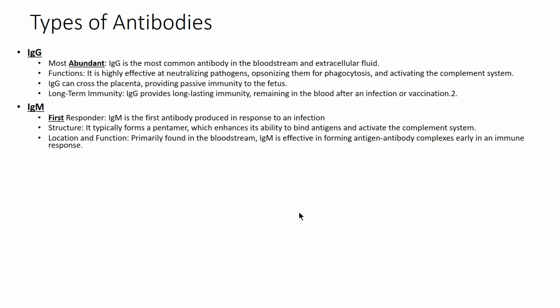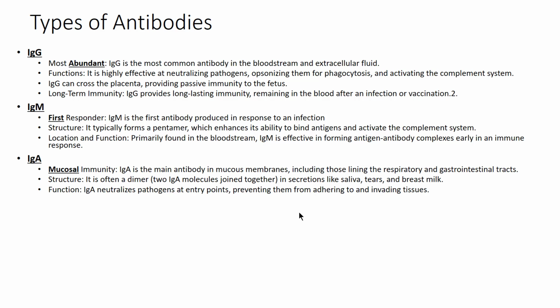And that pentamer shape gives it more arms. Instead of having 2 arms, every pentamer shaped IgM actually has 10 arms. So it makes it superior for agglutination.